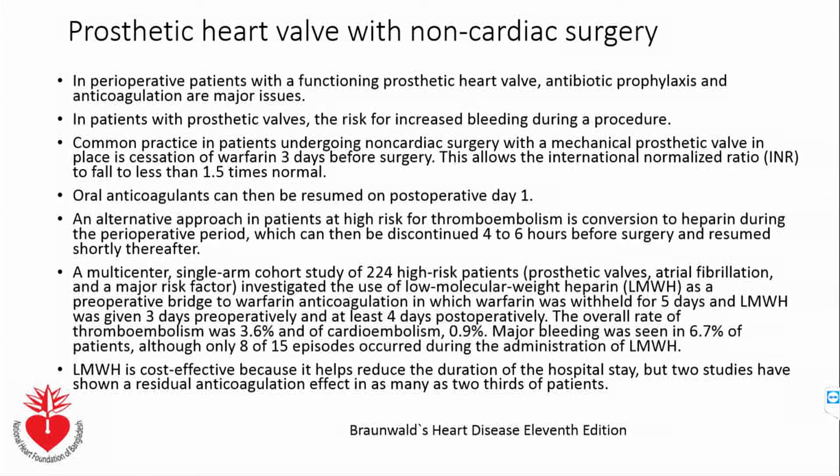And after the operation, warfarin can be restarted postoperatively after 1 day. In the important multicenter trial of low molecular weight heparin, if you can give low molecular weight heparin, then warfarin can be stopped 3 days preoperatively, and at least 4 days, the warfarin and the low molecular weight heparin should be started, and low molecular weight heparin should be continued postoperatively for up to 4 days.